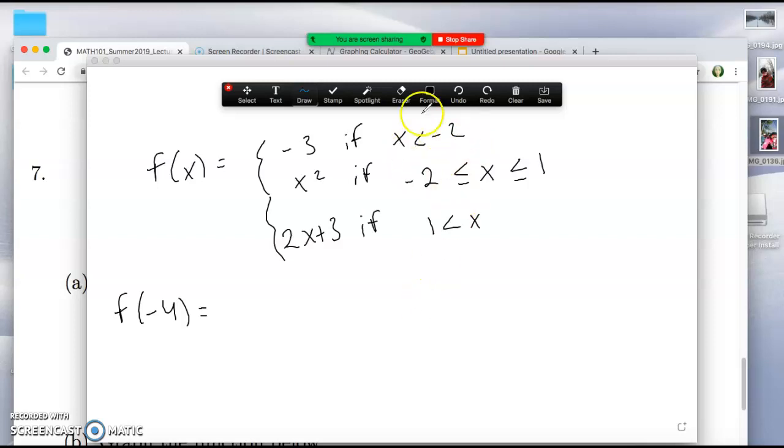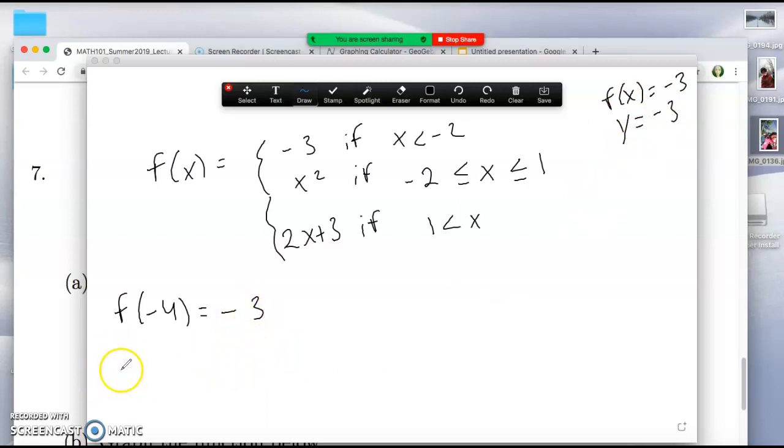Let's see. Can I use the first function, f of x equals -3? Well, is -4 less than -2? Yeah, actually it is. -4 is less than -2. So I have to use the first function. So that equals -3 because there's nothing to plug in. It's just f of x equals -3. That means y equals -3. F of x equals -3 is the same thing as y equals -3. It's just a horizontal line, so it just equals -3.